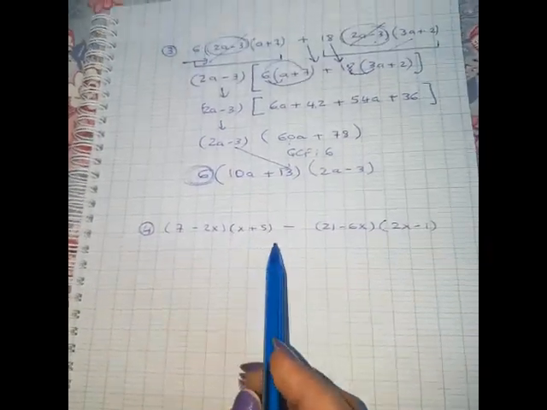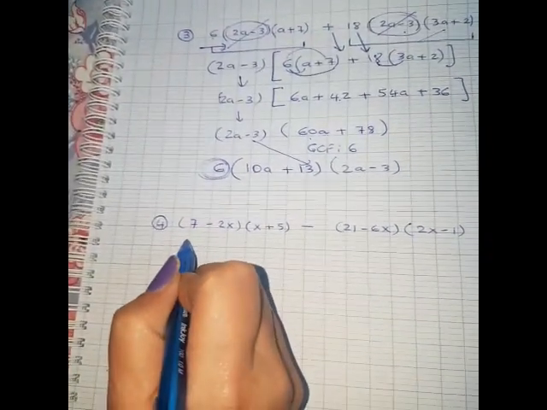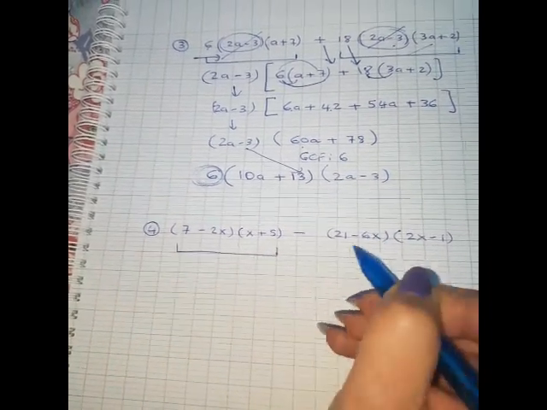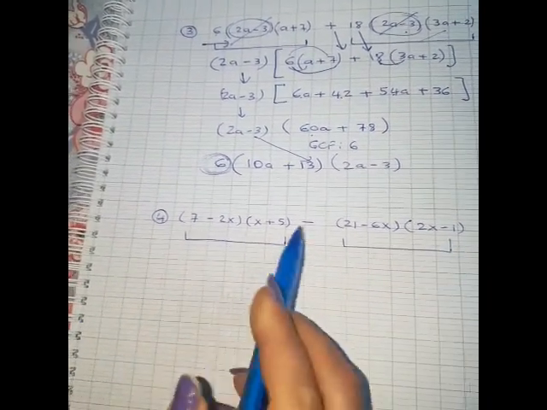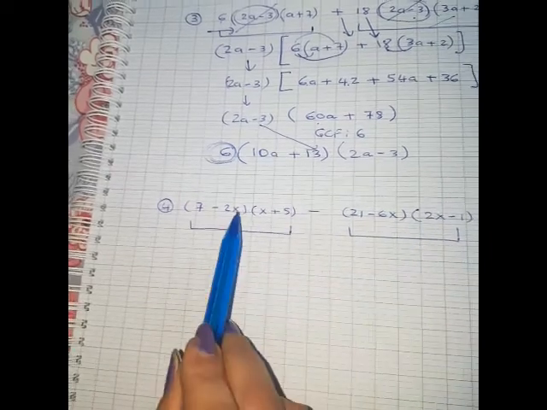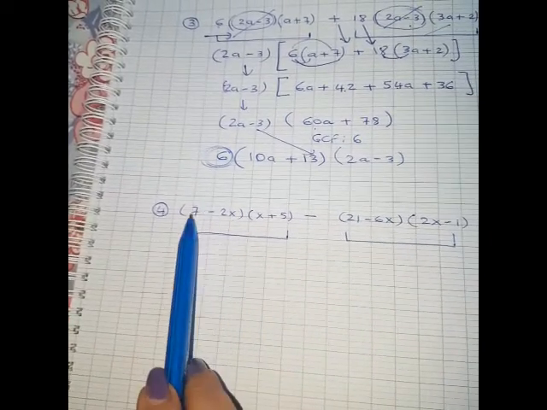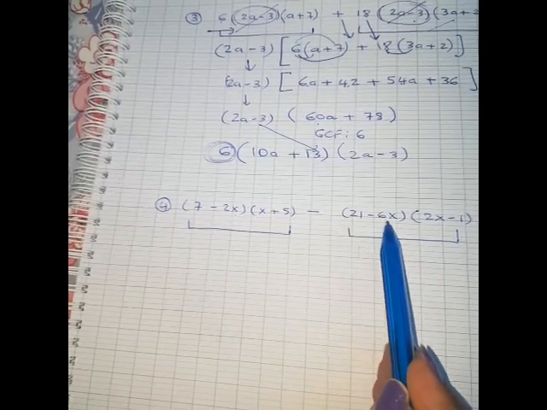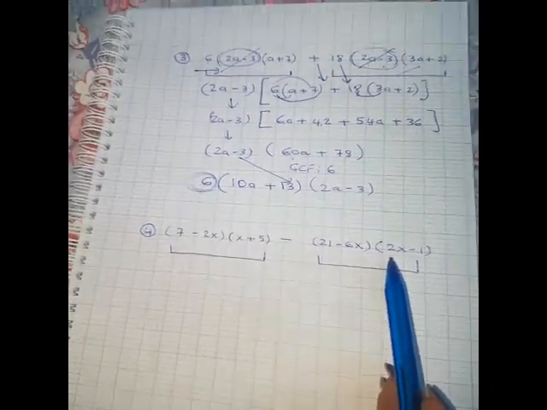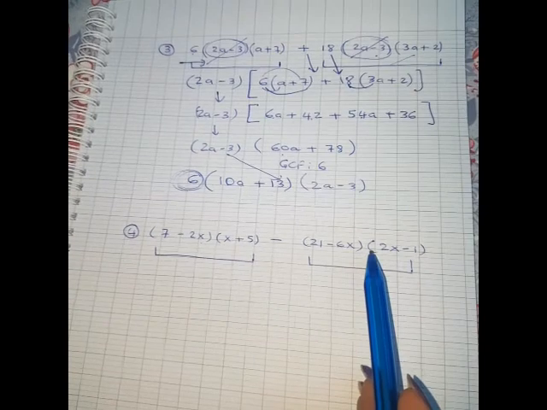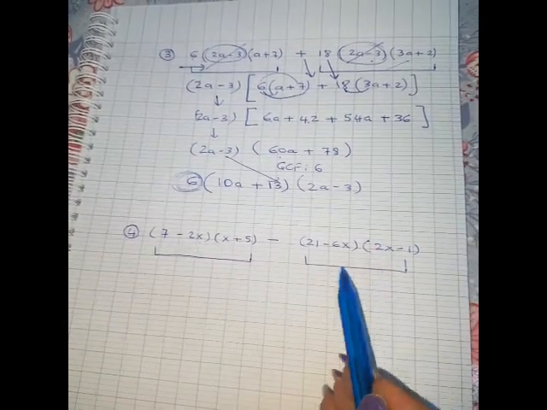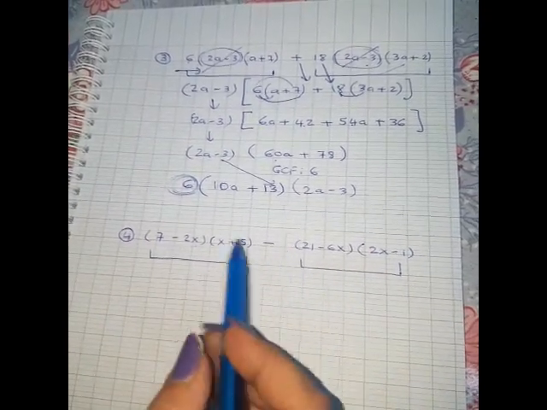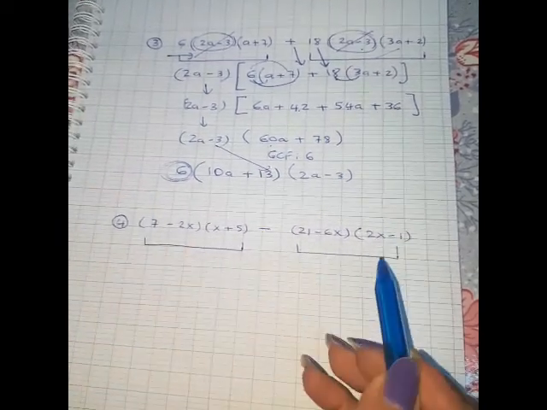Let's look at our second example. Here, again, how many parts is my expression? 1, 2. So I should have common parentheses, but here I don't. I have a 7 minus 2x and an x plus 5. And here I have a 21 minus 6x, 2x minus 1. So I think I have a hidden GCF somewhere here. Usually the first part leads me.